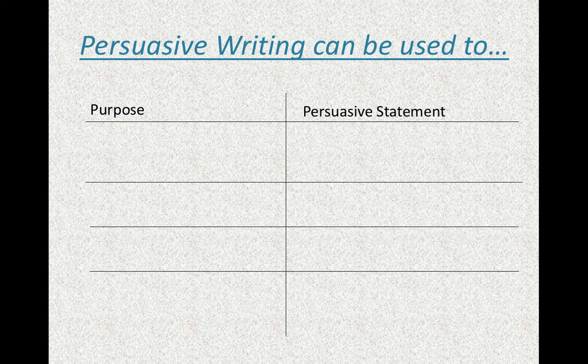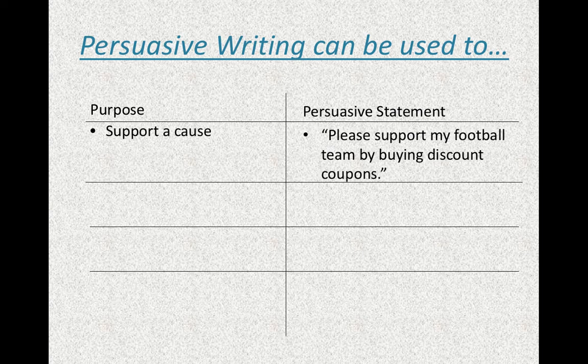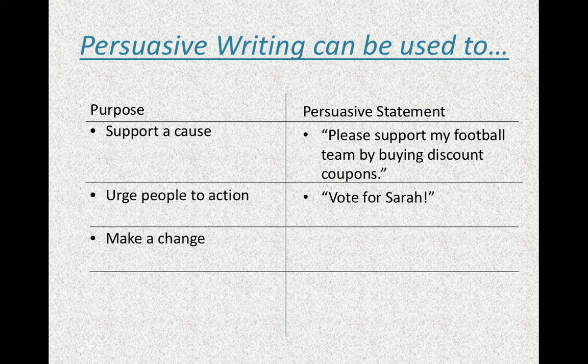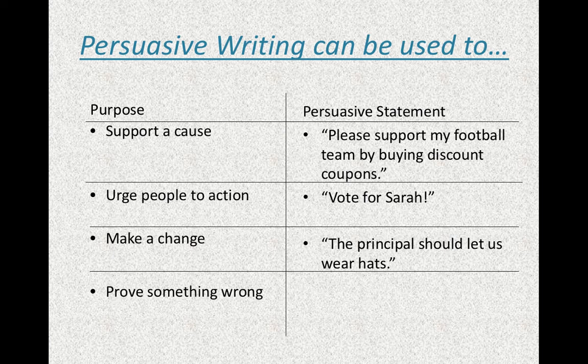So persuasive writing can be used for a lot of different reasons. You could write to support a cause. Please support my football team by buying discount coupons. You can write to urge people to action. Vote for Sarah. You can write to make a change. The principal should let us wear hats. You could also write to prove something wrong. Cell phones don't cause brain cancer.